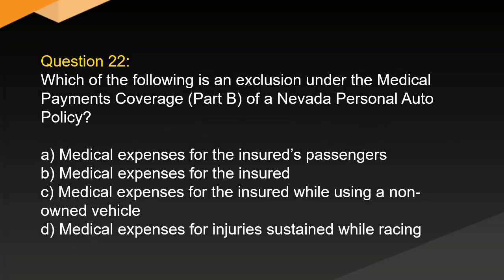Question 22. Which of the following is an exclusion under the medical payments coverage, Part B, of a Nevada personal auto policy? A. Medical expenses for the insured's passengers. B. Medical expenses for the insured. C. Medical expenses for the insured while using a non-owned vehicle. D. Medical expenses for injuries sustained while racing.